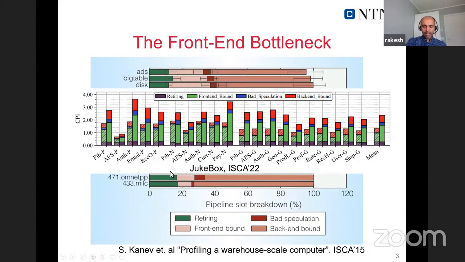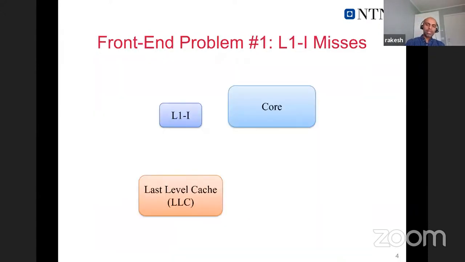And more recently, at ISCA this year, there is a paper that says it's not only the conventional server applications, but also the functions used in serverless computing that are bound in the front end. So what all of these results show is that server applications, irrespective of how they are constructed, whether they are serverful or serverless, microservices or monolithic, are all stalled at the front end. So why are these applications spending so much time at the front end? What's exactly happening there? There are at least two main reasons for that.